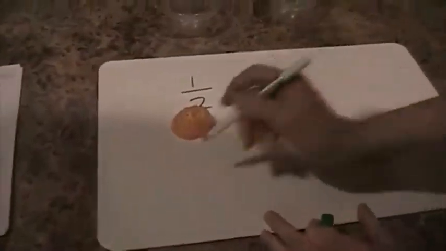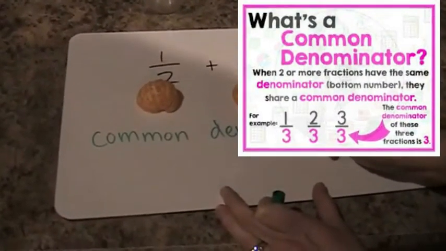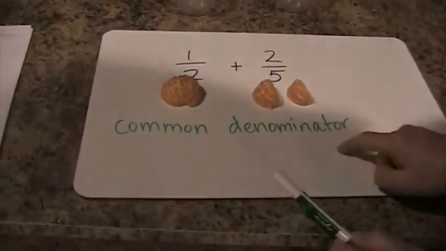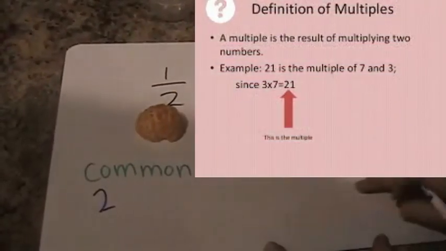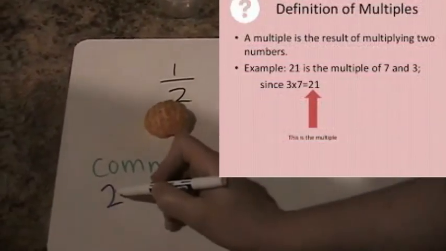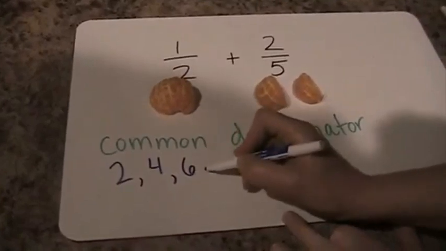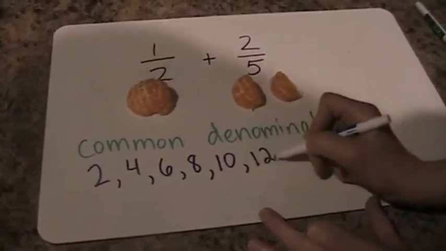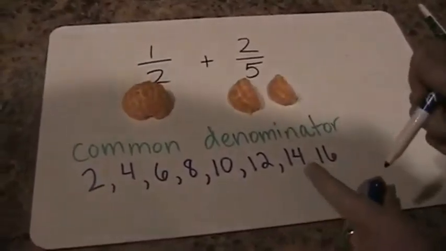Rename our denominators. We need to find the common denominator. Okay, so this should sound a little familiar to you, common denominator. To do that, I take my first denominator, my 2, and I list all the multiples of 2. Okay, so 2 times 1 is 2, 2 times 2 is 4, 2 times 3 is 6, 2 times 4 is 8, 2 times 5 is 10, 2 times 6 is 12, 2 times 7 is 14, 2 times 8 is 16. I could go on and on, but I'm going to stop there.